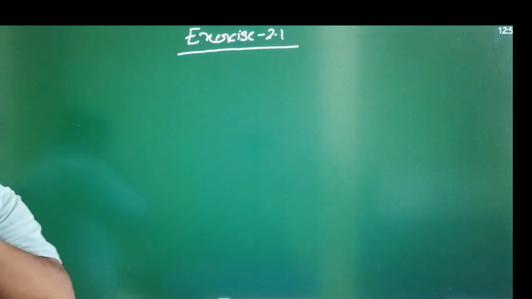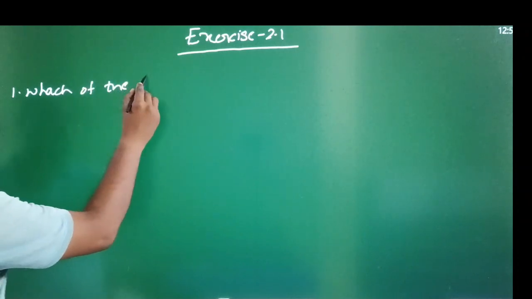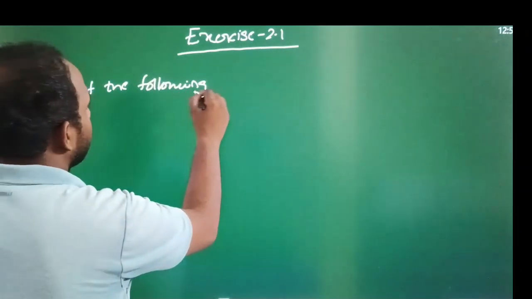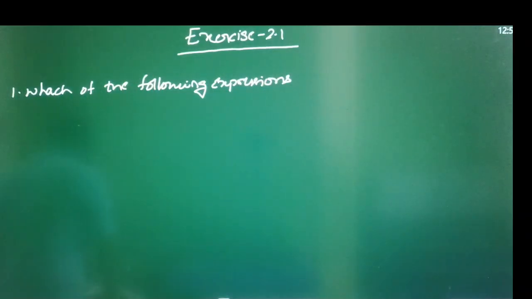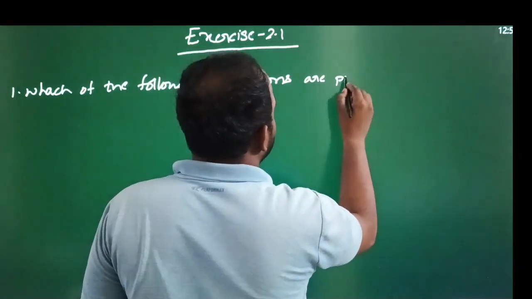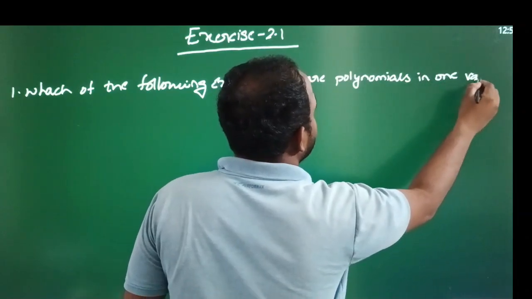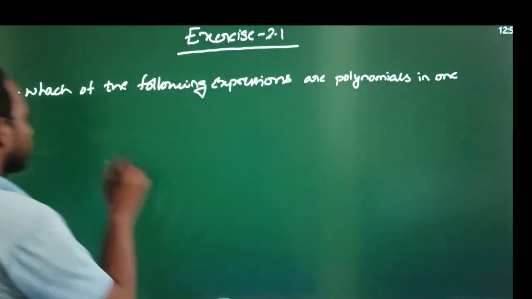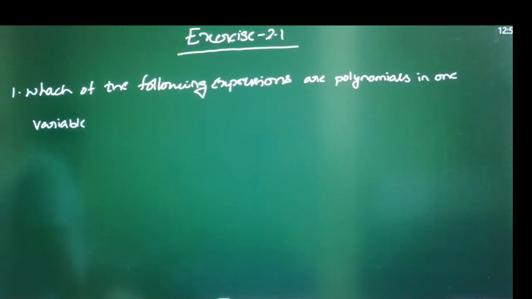Next one, exercise 2.1. Which of the following expressions are polynomials in one variable? Which are not?